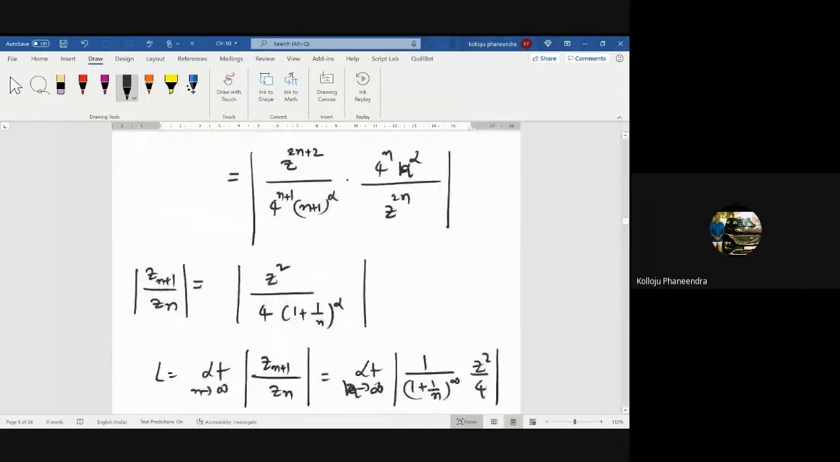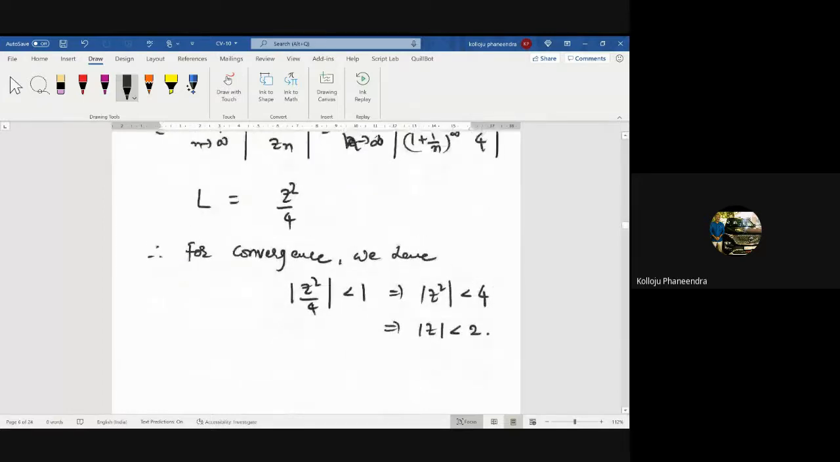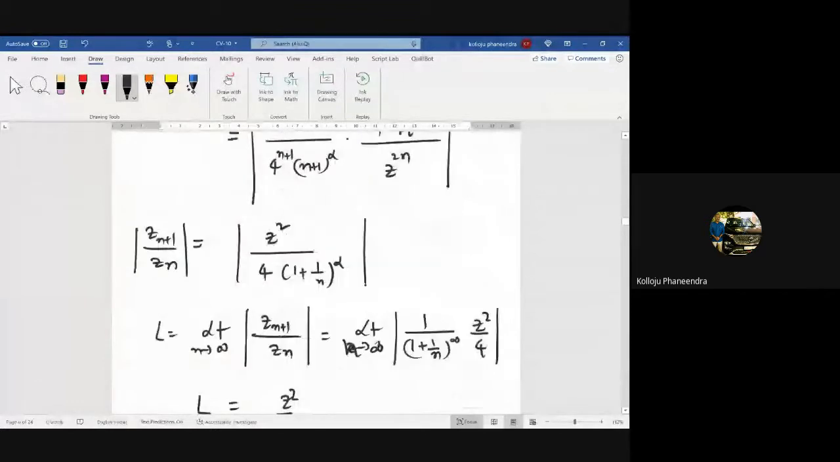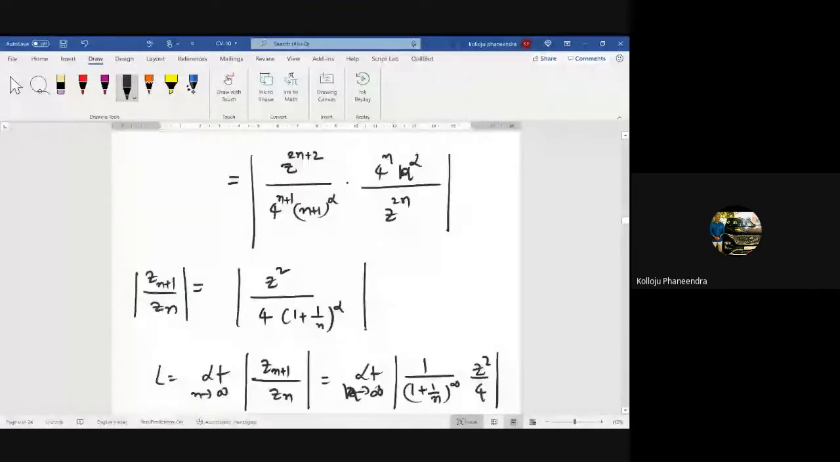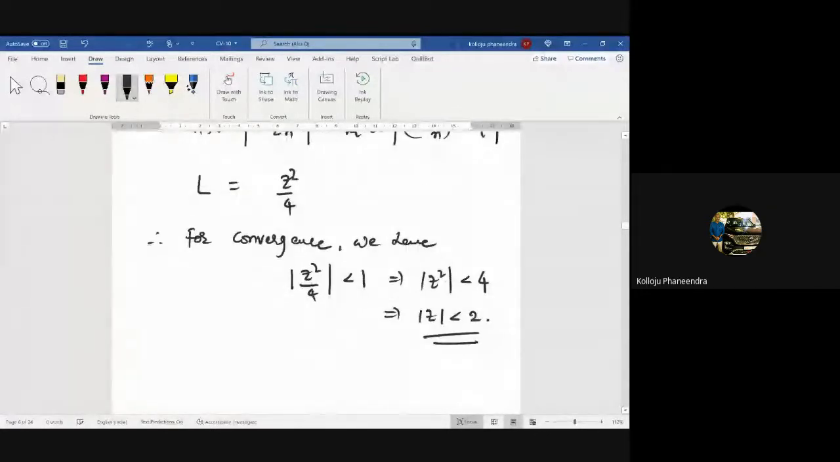Actually, I have to consider what R value, no? For convergence, mod Z minus Z naught less than R. This is 4 by Z square you will get. Anyway, 4 by Z square. Both are correct, no problem. You can take it like this also. For convergence, we have this mod Z square by 4 value must be less than 1. Is it correct? Any corrections? This is Z square by 4, right? Z_{n+1}. So this is the radius of convergence.